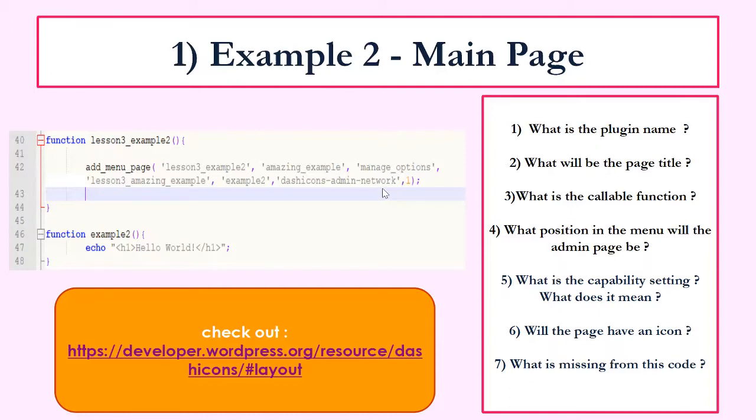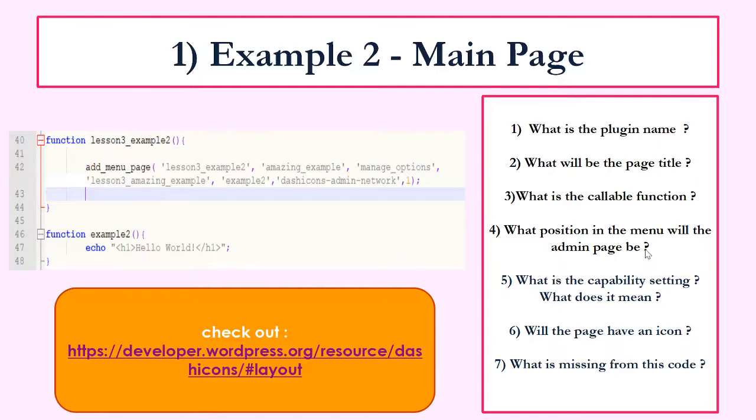So hopefully you've paused the video, so let's go through and make sure that you've got the correct answers. So the plugin name should be Amazing Example, so remember it's the second one. What will be the page title? The page title is the first one, so when you click on your menu page, this will appear in your browser address bar. What is the callable function? The callable function is example 2, it's this parameter, it links to this one here.